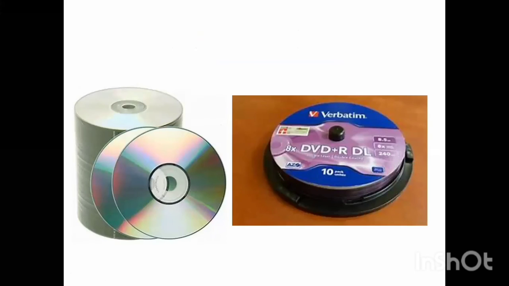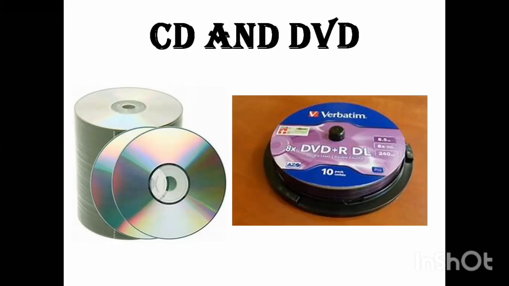CD, DVD. Here is CD, and DVD. What is the full form of CD? Compact disc. This is compact disc. These are CD and DVD. Now next is what do we see?